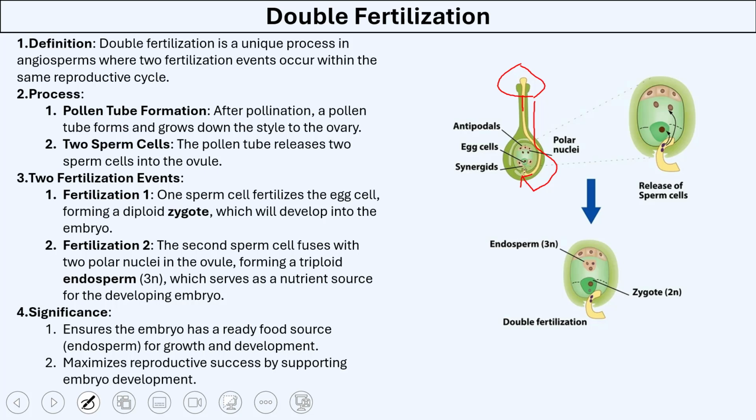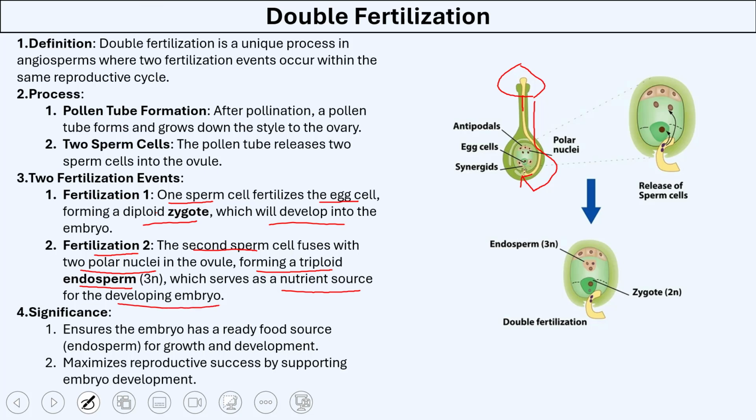Fertilization 1 is the fertilization of one sperm with the egg. This leads to the formation of diploid zygote that ends up becoming the embryo. In second fertilization, the second sperm fuses with the two polar nuclei of the ovule that forms a triploid structure called endosperm. This endosperm is the nutrient source for the developing embryo.